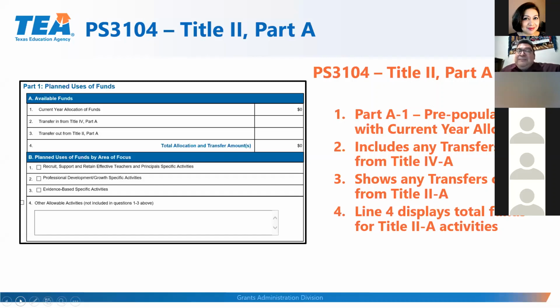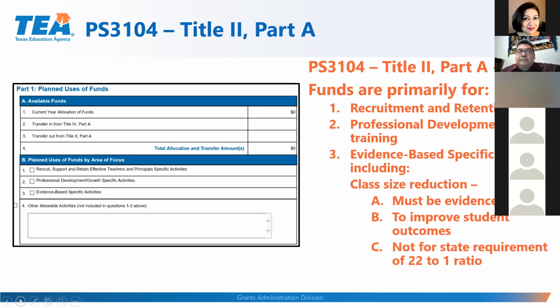That one, if you do have PNPs participating from Title II, Part A, is the appropriate use of funds for your PNPs. So that does need to be checked at least for PNPs. And then line 3 is evidence-based specific activities. And for those, evidence-based is what we used to see as class size reduction.